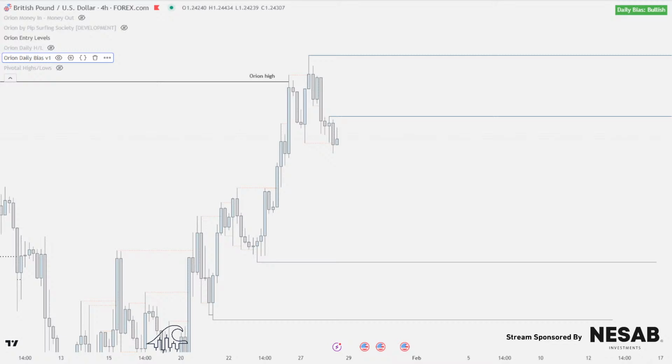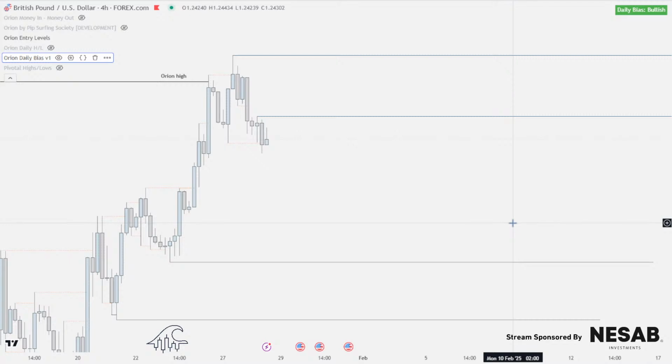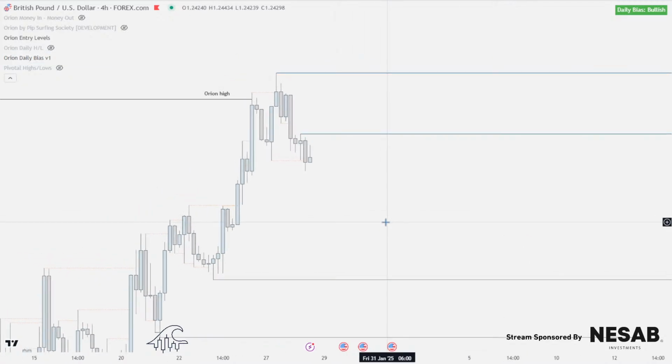So guys, for everyone that's joining now, if you are using the money in, money out indicator, we have done a script update on that this morning. And if you are in the Discord and you would like to help us test the Orion daily bias indicator that is displaying right now on the charts, daily bias bullish, then please let us know because we are looking for beta testers on that.